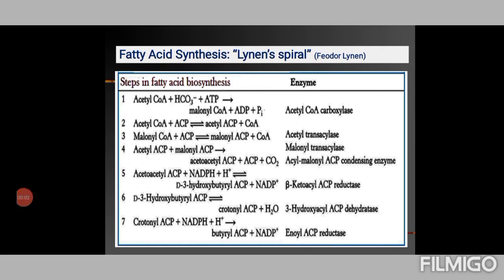This table gives the entire fatty acid synthesis, that is the Lynen spiral, after the discoverer Feodor Lynen. It gives all the enzymes involved in a single cycle. Now, except for the first enzyme, this one, all other enzymes are part of FAS, or fatty acid synthase. You can just pause this and go through. Thank you.